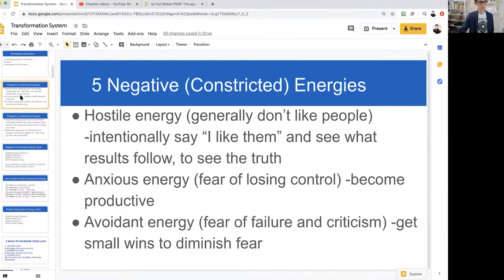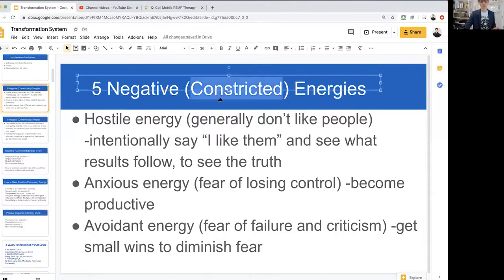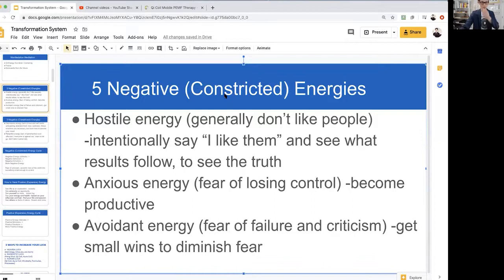Okay, so today we're going to talk about, let's start with the 5 negative constricted frequency energies. Okay, so in this world, it's very simple. There's negative energy and then there's positive energy. So negative energy, there's different kinds. And there's basically 5 kinds of negative energy that affect you subconsciously or consciously. Okay, and negative energies are also known as constricted energies because they actually collapse and constrict your life in general.